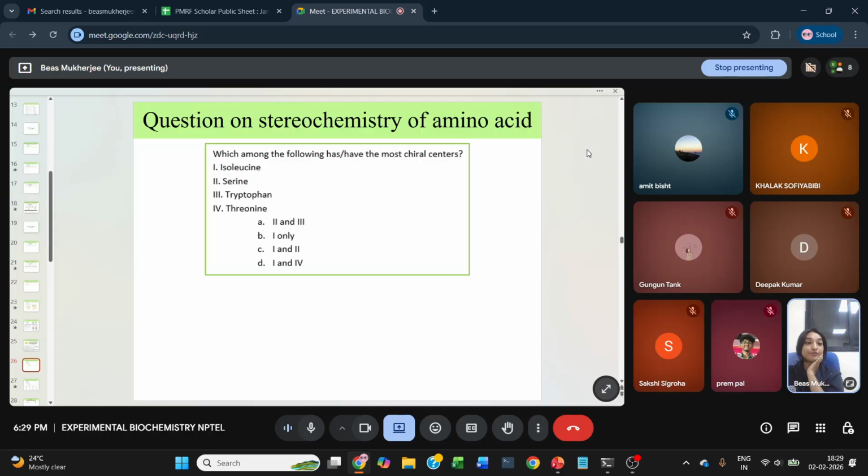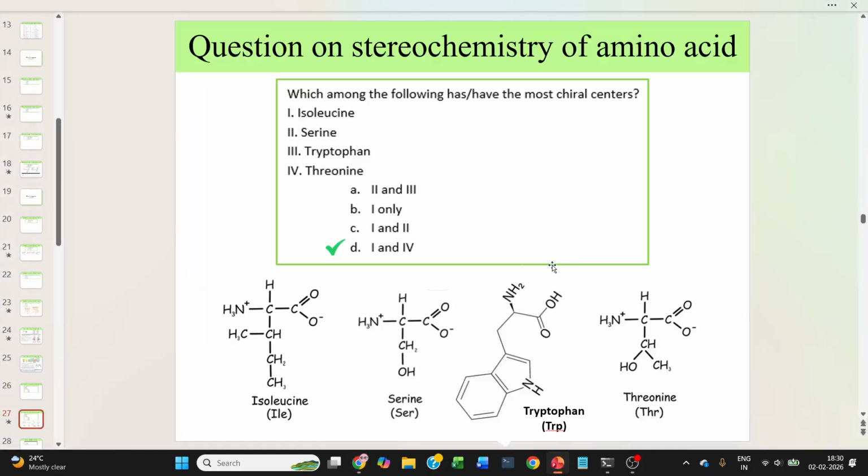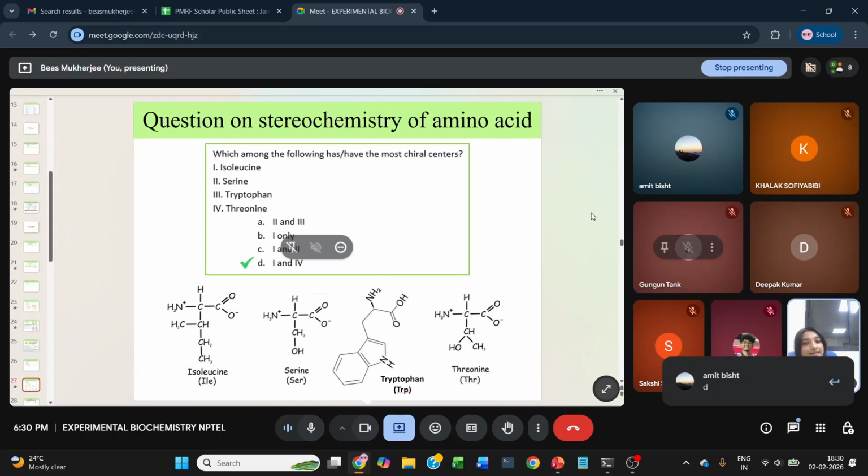Okay, so I can give you a hint. Serine is a very small amino acid, right? So it cannot be serine. So you can remove the options containing serine. Then what are you left with? D. Okay, let's see. Yes, that is correct. D is the right answer.